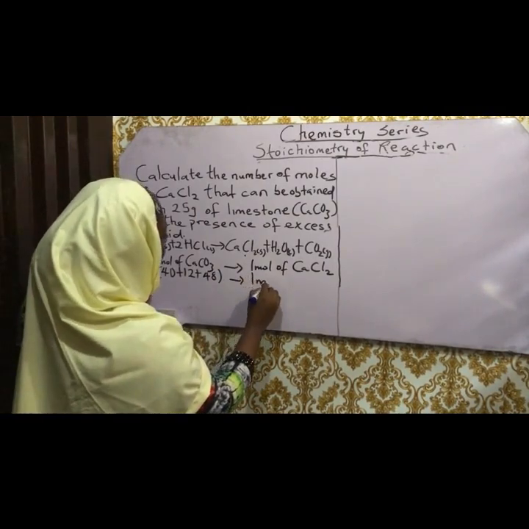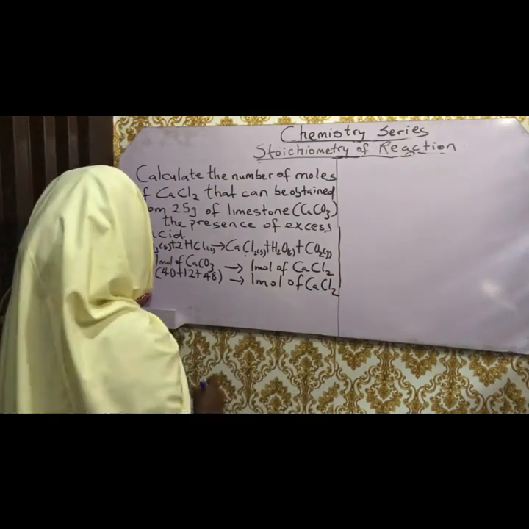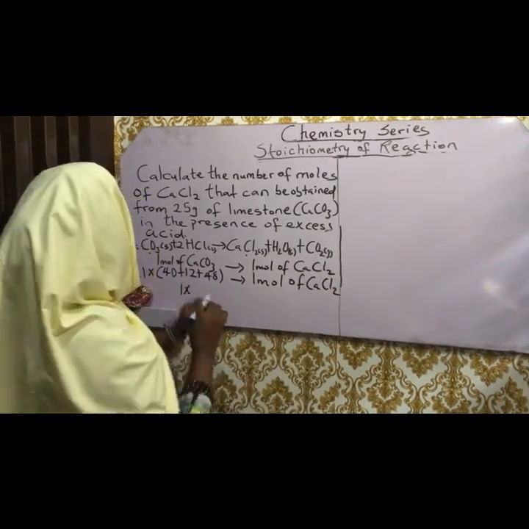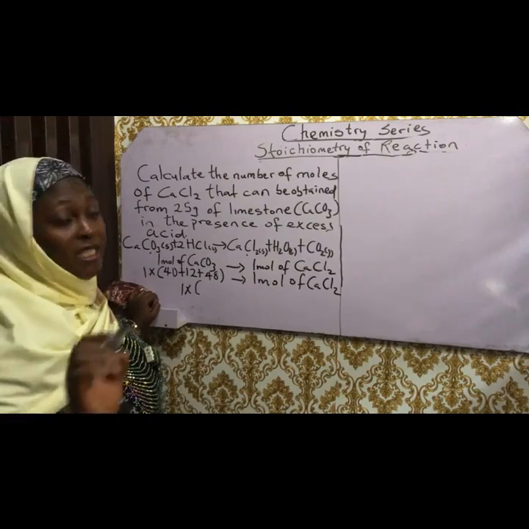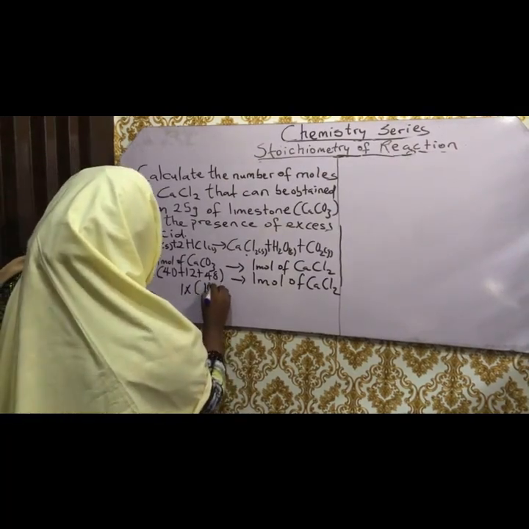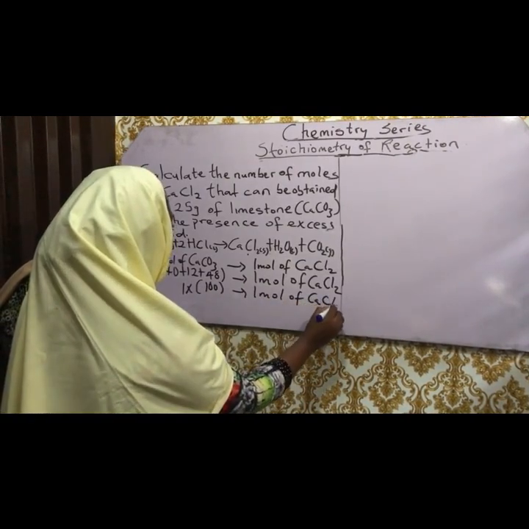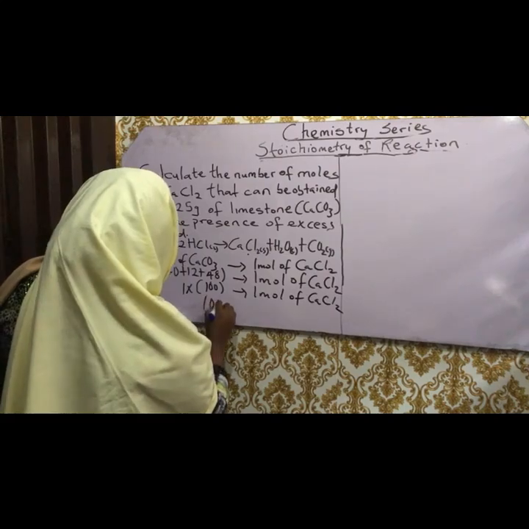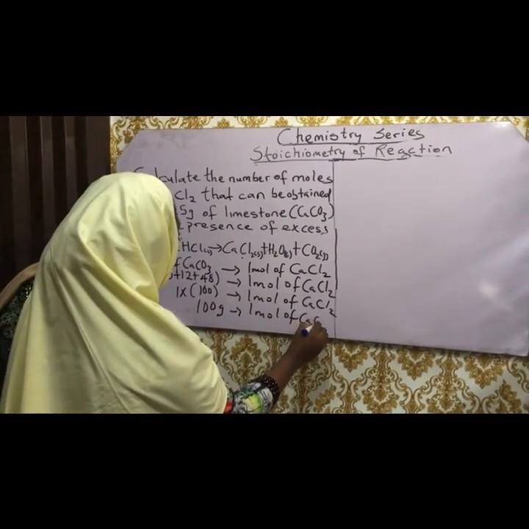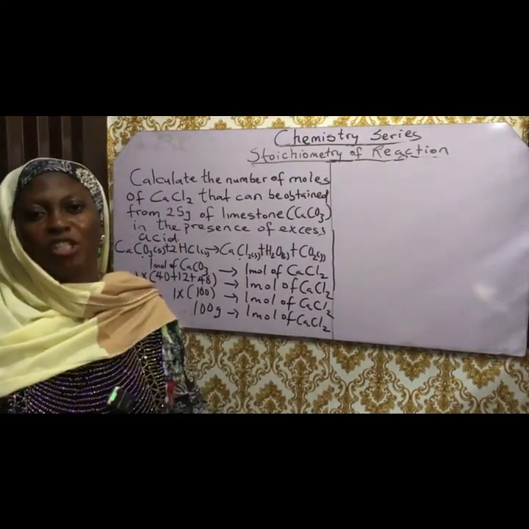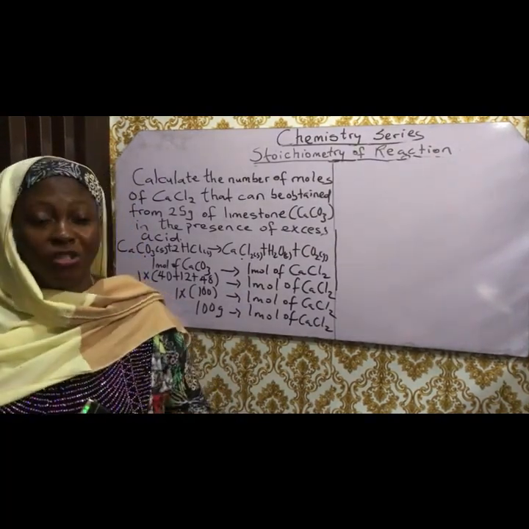Don't forget, we are leaving this as mole, 1 mole of CaCl2. So 1 times 40 plus 12 gives 52. 52 plus 48 gives 100. So 1 times 100, that is 100 grams, gives 1 mole of CaCl2. From the equation of reaction, we learned that 100 grams of CaCO3 gives 1 mole of calcium chloride.